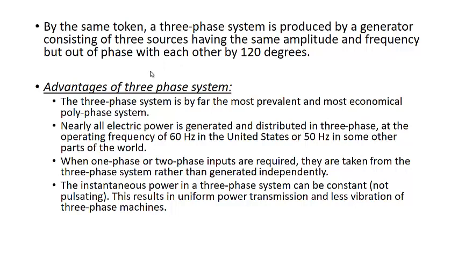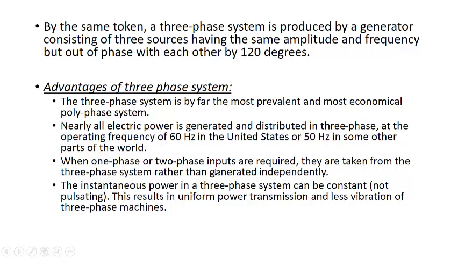So let us first try to understand what are the different advantages of a three-phase system. The first one: the three-phase system is by far the most prevalent and the most economical polyphase system, and it is almost indispensably used all over the world. Nearly all electrical power is generated and distributed in three phases at an operating frequency of 60 Hz in the United States and 50 Hz in some other parts of the world. In India, it is also 50 Hz.